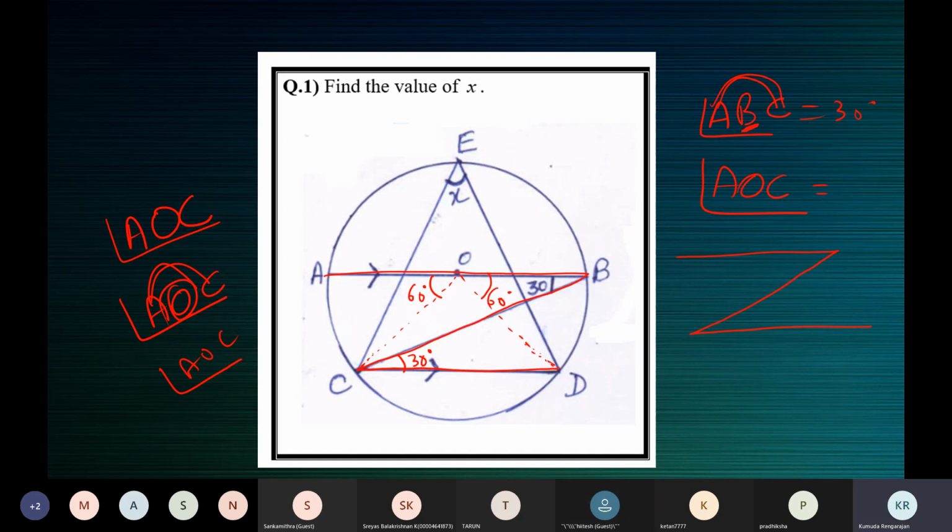So what is the measure of angle CED? 30 degrees, ma'am. So then what's the value of x? X is equal to 30 degrees. The value of x is equal to 30 degrees.